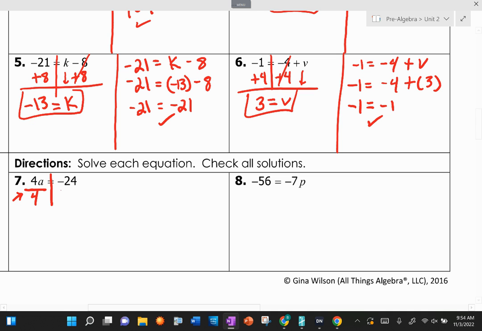Okay, so we're going to divide both sides by 4. I'm going to bring my equal sign down. Now, what is 4 divided by 4?